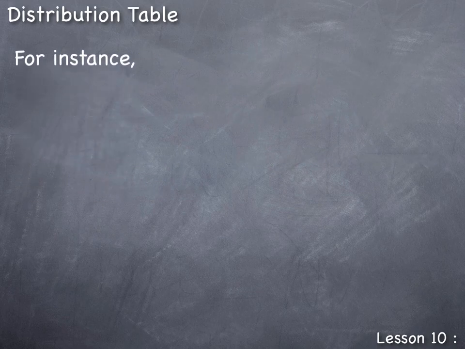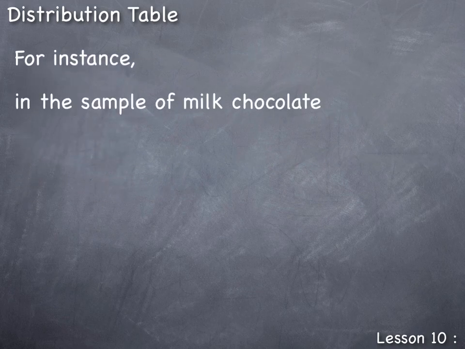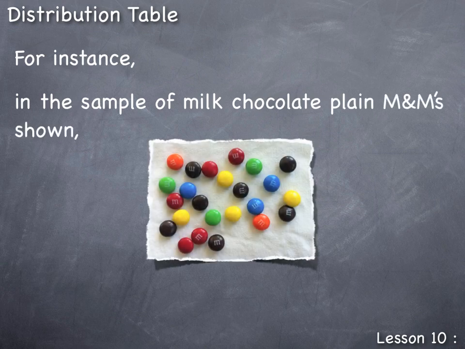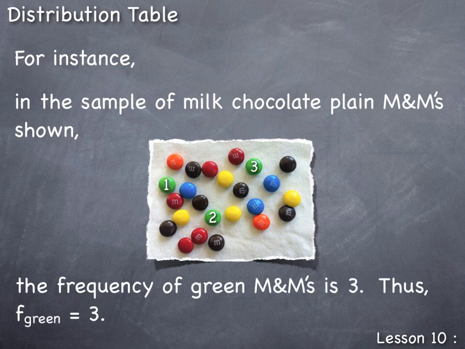For instance, in the sample of milk chocolate plain M&Ms shown here, if we wanted to determine the frequency of green M&Ms, we would just need to count the number of green M&Ms in the sample. 1, 2, 3. Therefore, the frequency of green M&Ms in the sample is 3. Thus, f sub green equals 3.